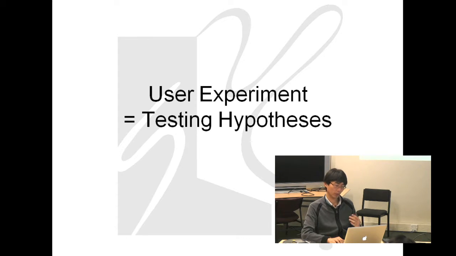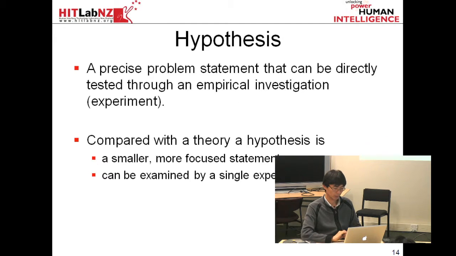And as we've talked about earlier, a user experiment is all about testing hypotheses. So you make a hypothesis, and then through an experiment you either prove or deny your hypothesis. And a hypothesis is a precise problem statement that can be directly tested through an empirical investigation. So if your hypothesis cannot be tested, if you cannot really say whether it's true or false, then you'll have to rethink the wording of your hypothesis and revise it so that it could be either falsified or supported with your experiment.